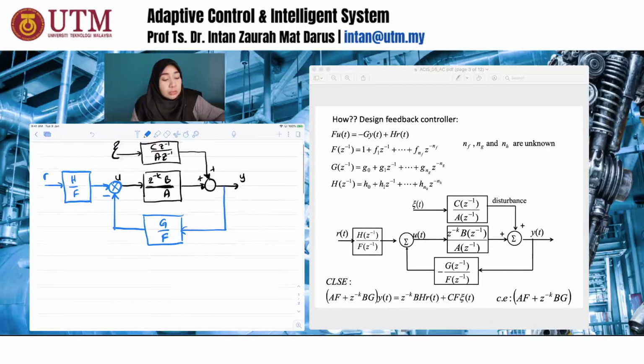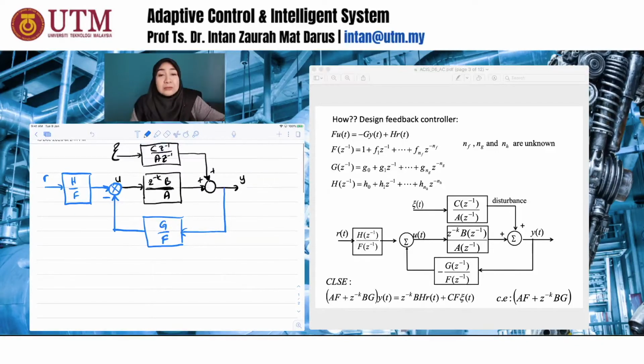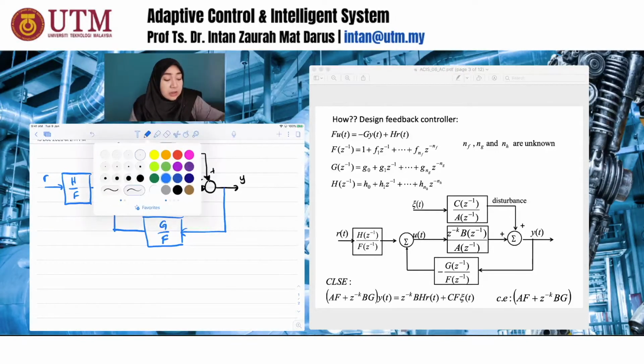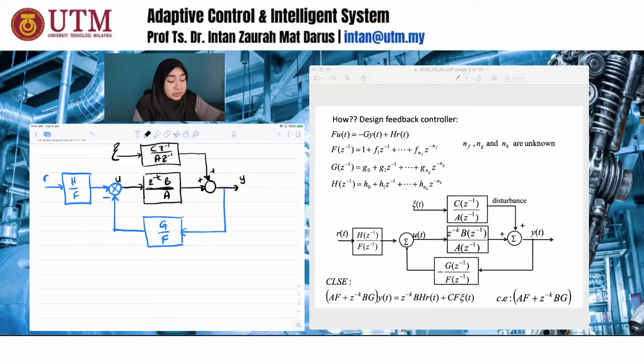So what we can do then, we can have a look at the system and then try to derive the closed loop system equation. So if you look at U, just rewrite that. If you look at the U signal, it is now equivalent to RH over F minus YG over F.